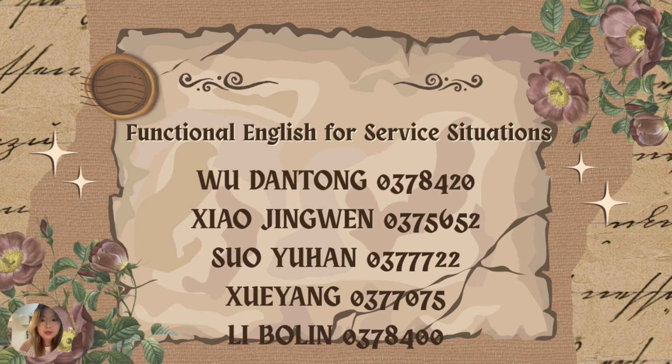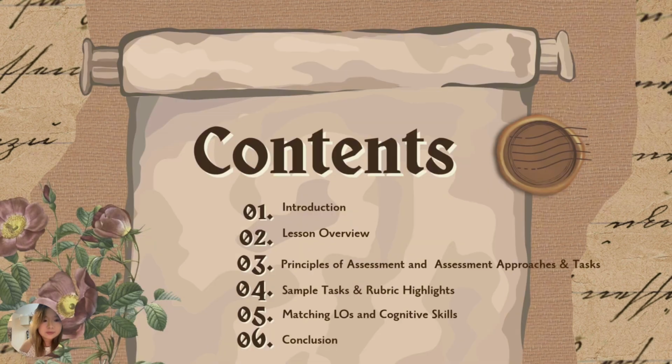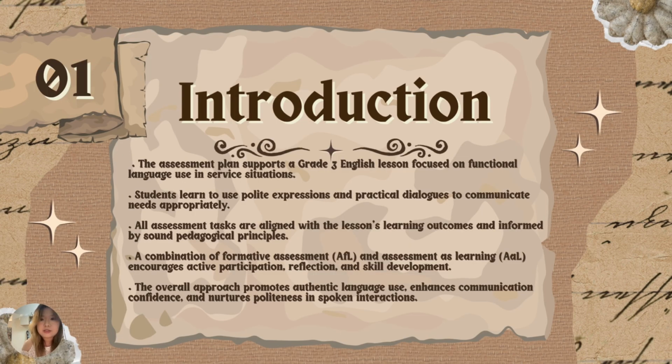Let's begin with a quick overview of the lesson. I'd love to divide it into six parts. The first one is introduction, and the second one is lesson overview. The third one is principle of assessment and assessment approach task. The fourth one is simple tasks and the basic highlights. And the fifth is matching learning outcomes and cognitive skills. And the last one is conclusion. So let's go into the introduction first.